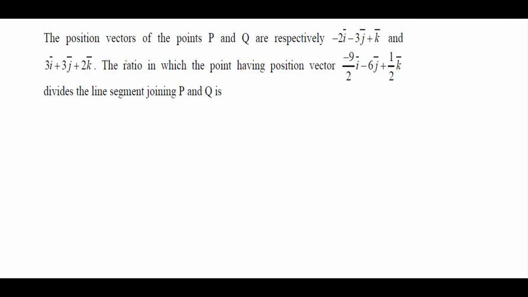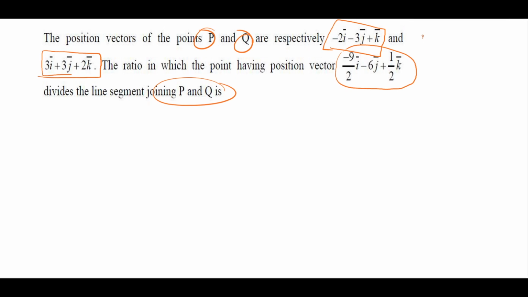The position vectors of the points P and Q are respectively minus 2i minus 3j minus k bar and 3i plus 3j plus 2k bar. The ratio in which the point having the position vector divides the line segment joining P and Q is. This is Eamcet 2021, 5th August shift 1 question.